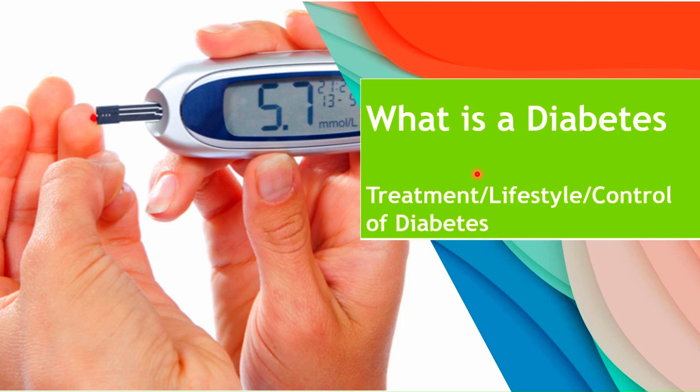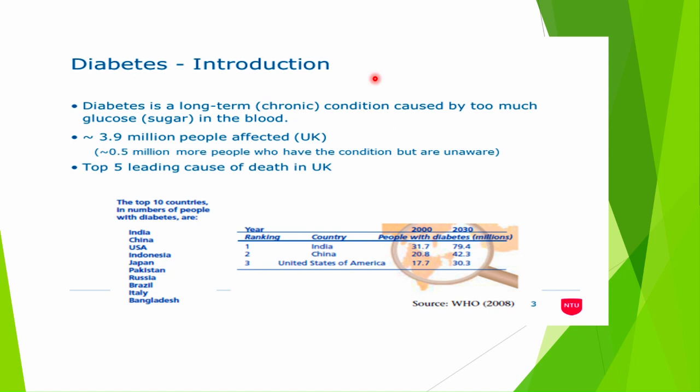In this video we are going to talk about diabetes, the treatment, lifestyle, and control of diabetes. So first of all, the introduction. What is diabetes? It's a long-term chronic condition caused by too much glucose and sugar in the blood. 3.9 million people are affected in the UK, and it is a top 5 leading cause of death in the UK.